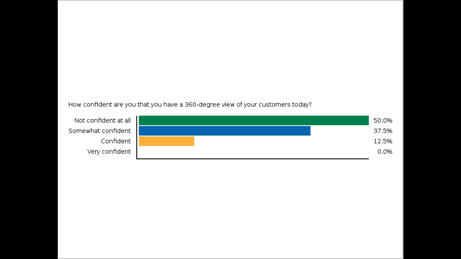And we see not confident at all leading the horse race here this afternoon. Somewhat confident coming in second. Confident with a few votes, and very confident still at 0.